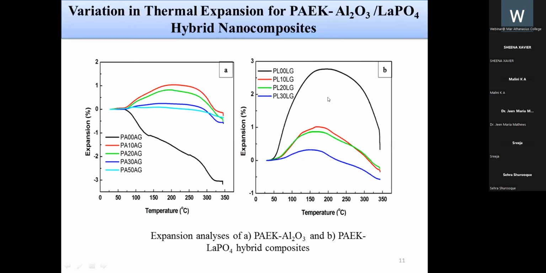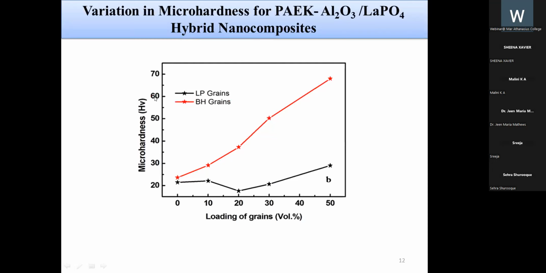This is the variation of thermal expansion of PEEK alumina lanthanum phosphate nanocomposites. The expansion of PEEK polymer is controlled due to the incorporation of ceramic fillers. The hardness of the PEEK alumina lanthanum phosphate hybrid nanocomposites is shown here. The hardness measurement is done using a Clemex Vickers hardness tester. The polished sample is subjected to a weight of 100 gram for a time duration of 15 minutes. It's observed that with the increase in the grain loading, the hardness of the composite is increased.